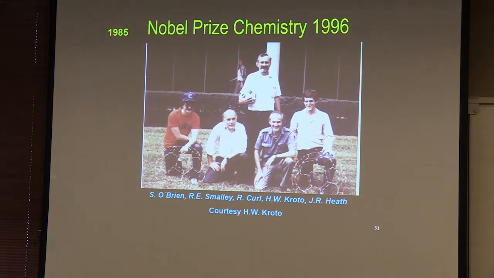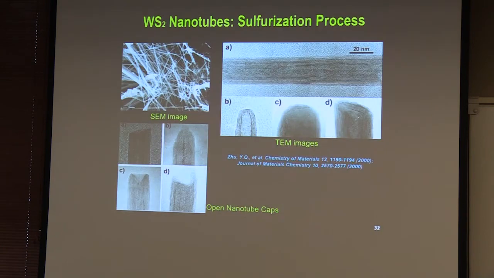Here are Sean O'Brien, Rick Smalley, Bob Curl, Harry Kroto, and Jim Heath. These were the two students. In fact, there were three students who did all the job, and those three got the Nobel Prize, because the Nobel Prize can only be given to three people. So they have not changed.